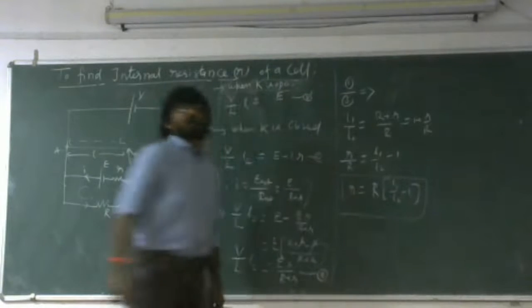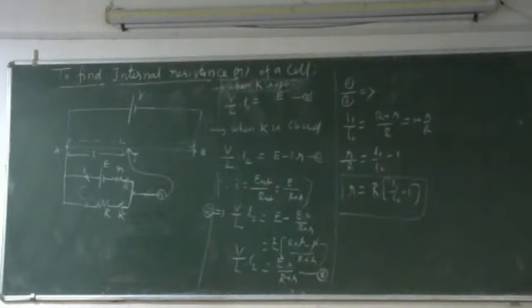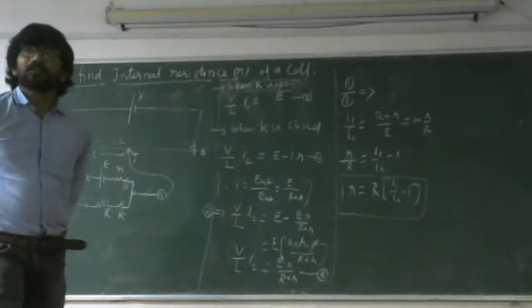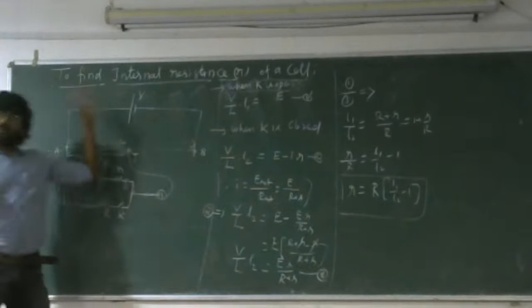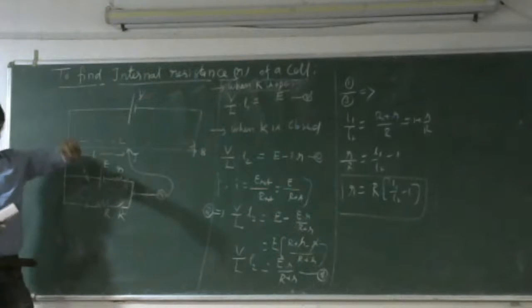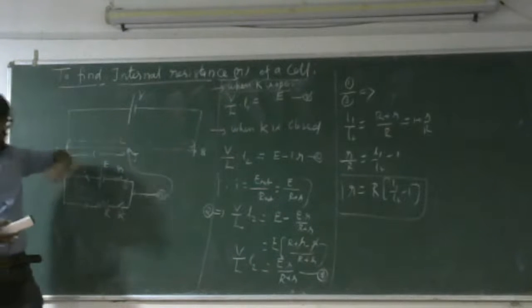This is how you will get the internal resistance of a given cell. Got it? These are a few simple uses of the potentiometer. Okay? So you try to remember these points, and direct questions you may come across. Based on the previous, we have done two examples, right? Based on calculation of internal resistance also.